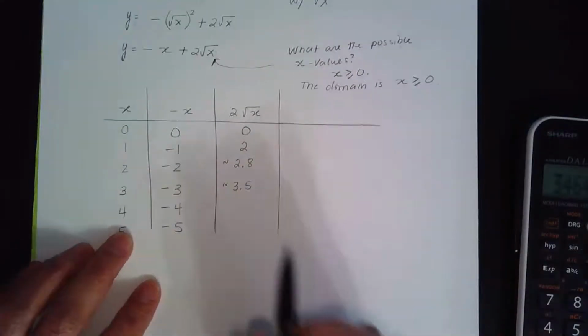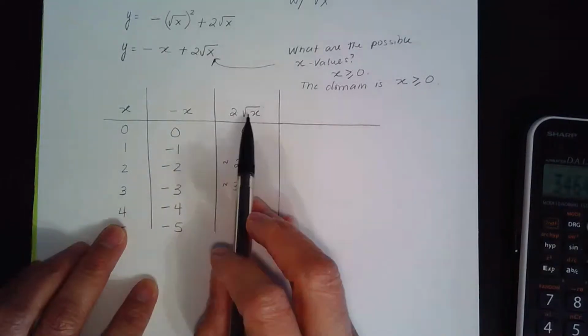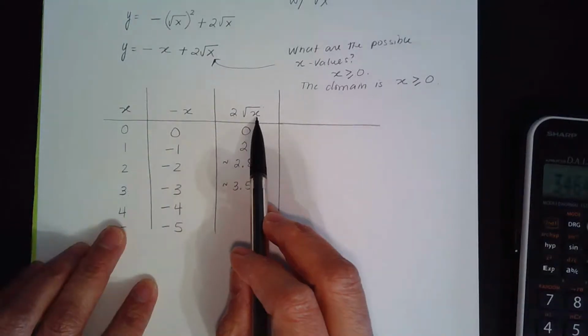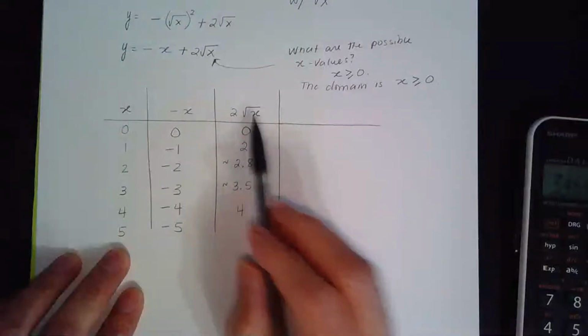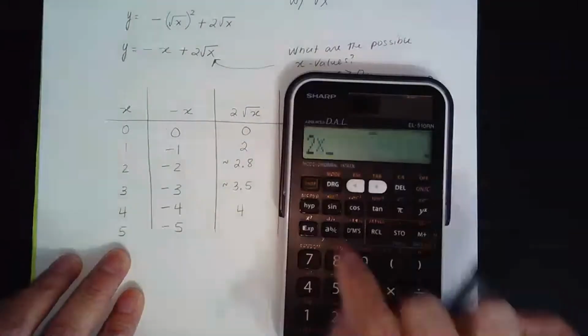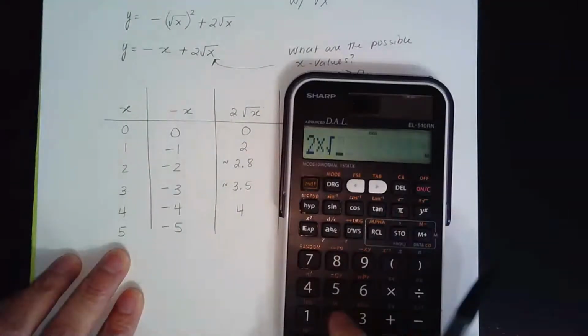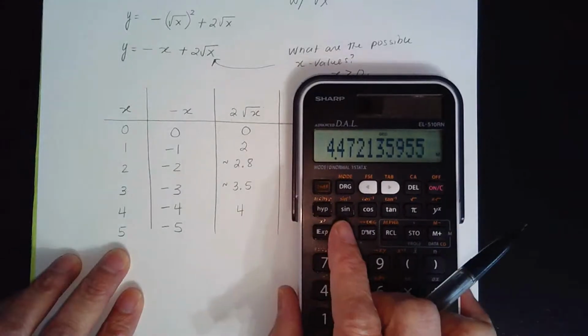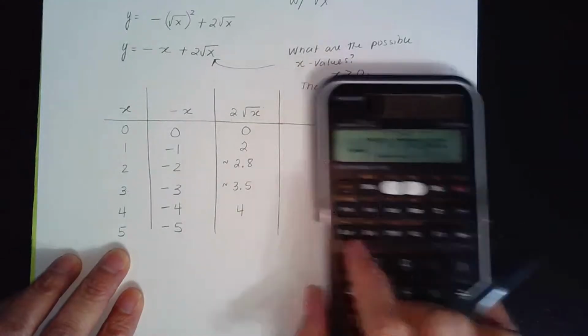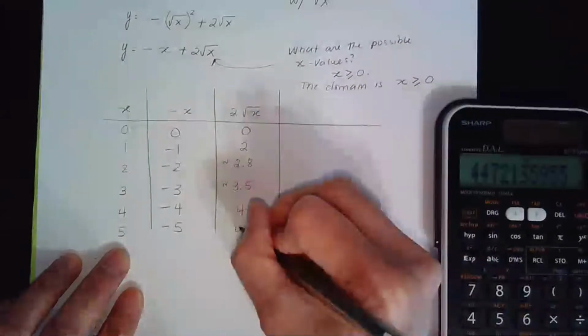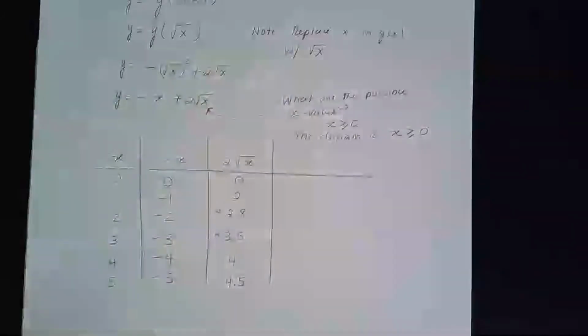Then here, this one's not bad because I'm going to replace x with 4. 2 times the square root of 4 is 4. And for 5, 2 times the square root of 5 is approximately 4.5. That is that part of the function.